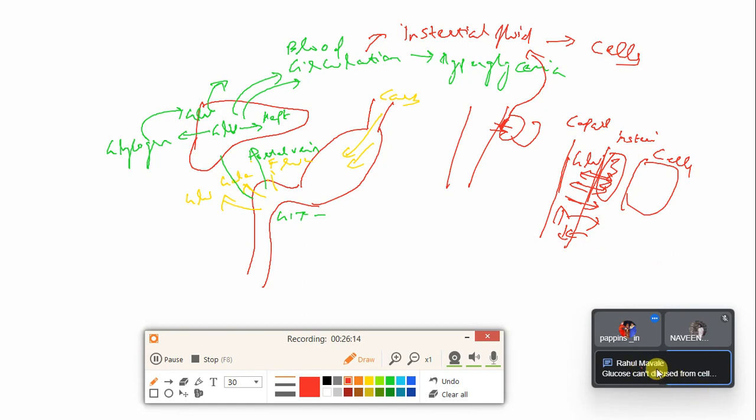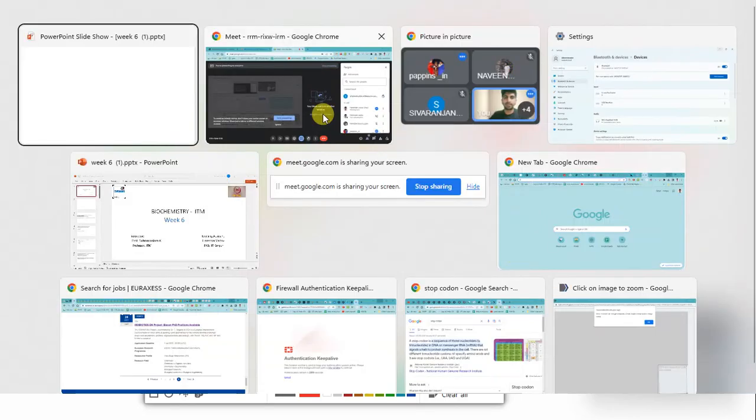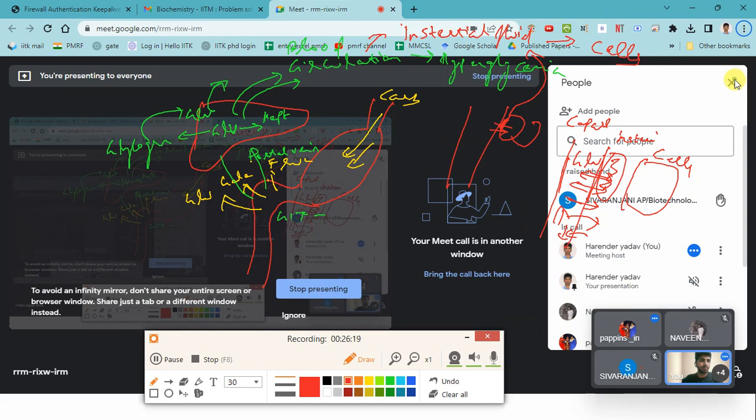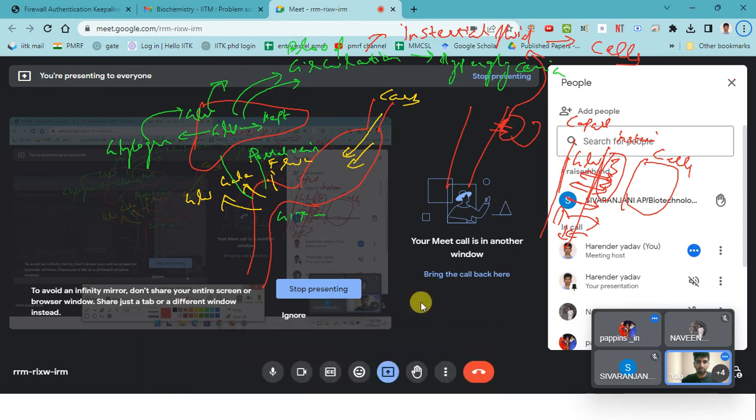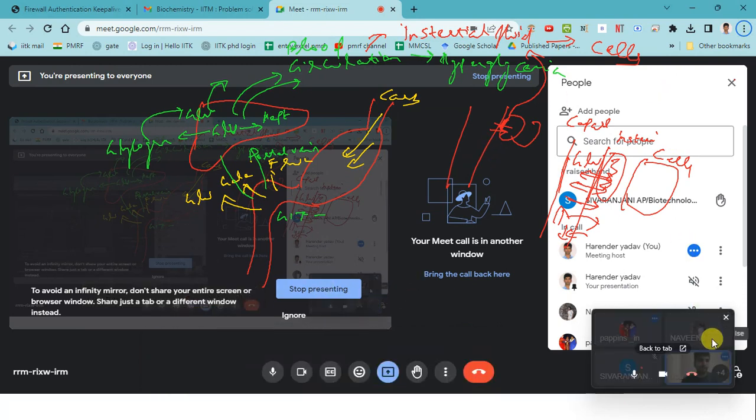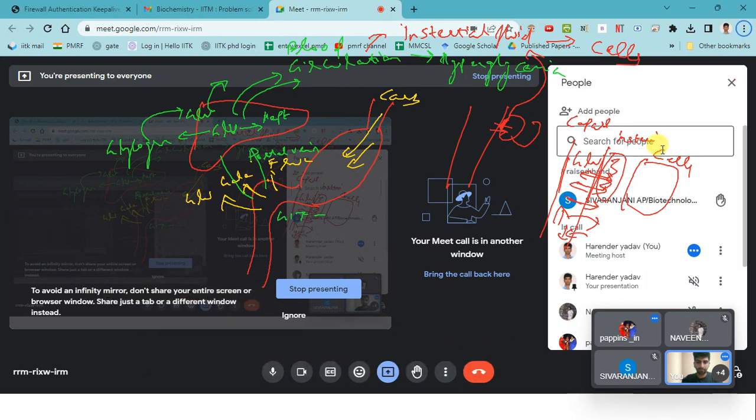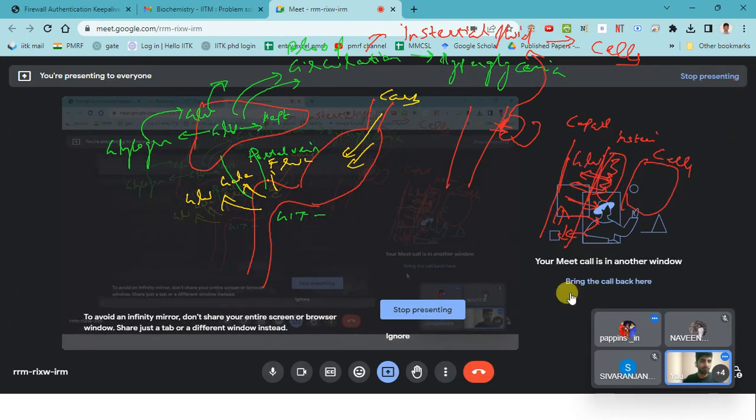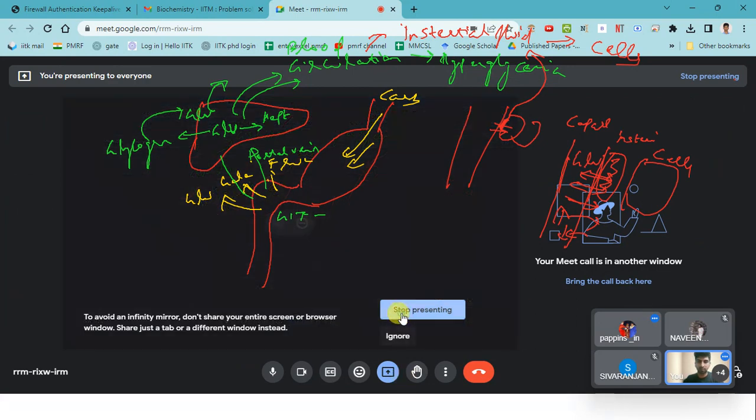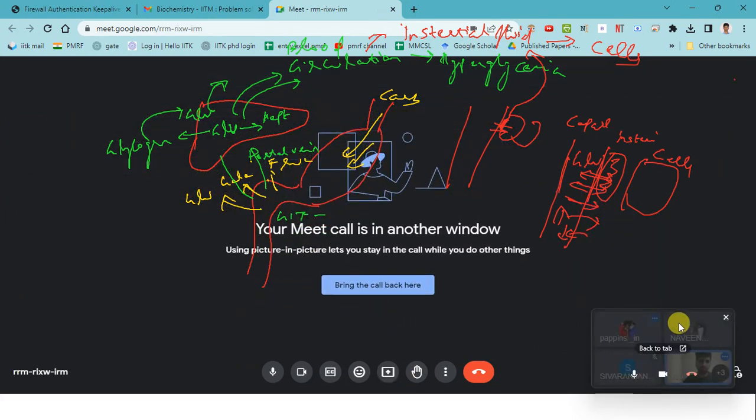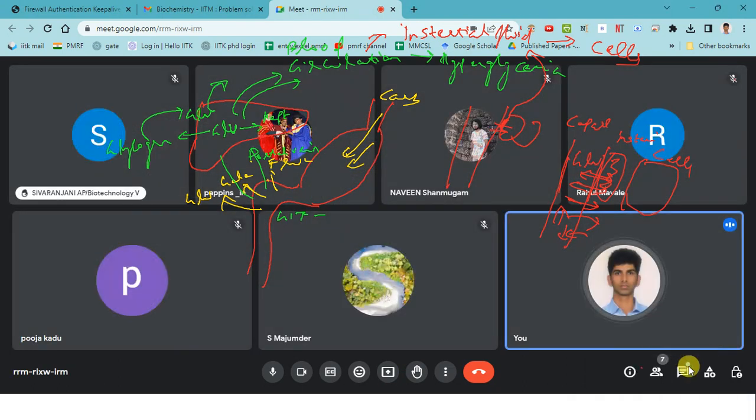Glucose can't diffuse from cell. Actually, I'm not able to find the written tab. Stop this. Yeah, I got it.